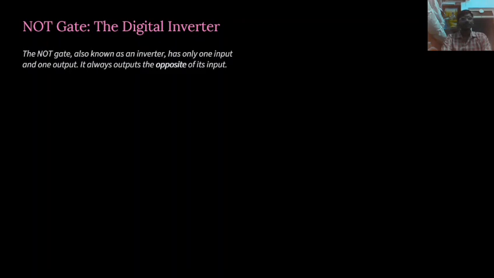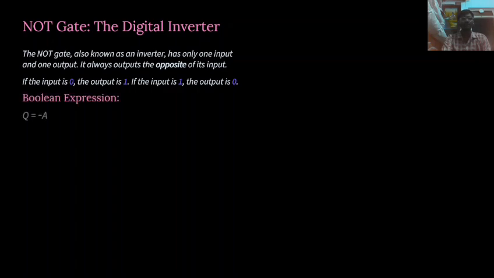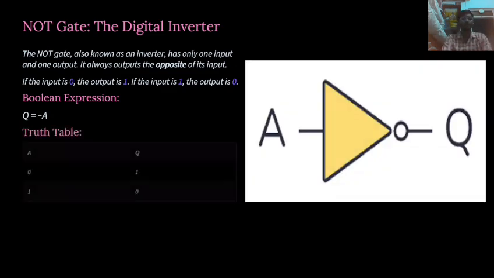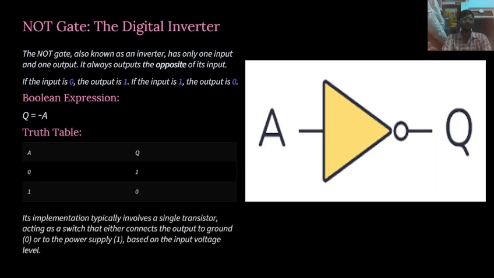NOT gate. The NOT gate, also known as an inverter, has only one input and one output. It always outputs the opposite of its input. If you give input 0, we get output 1. If you give input 1, we get output 0. Boolean expression for the NOT gate: Q is equal to A complement. This is the symbol of the NOT gate. Truth table: 0 gives 1, 1 gives 0. It is typically implemented with a single transistor acting as a switch that connects the output either to the ground, 0, or to the power supply, 1, based on the input voltage level.